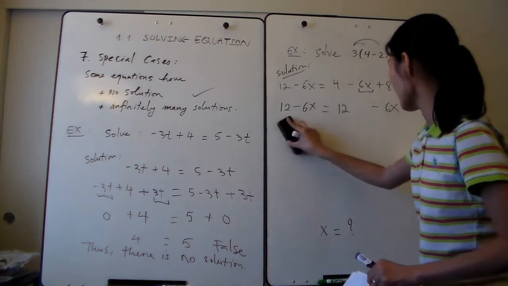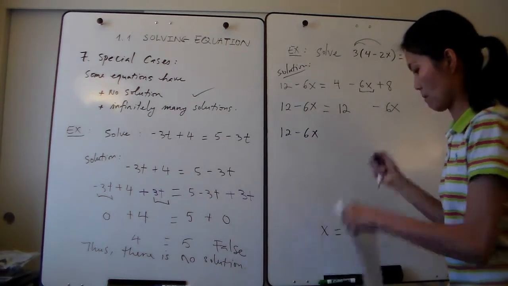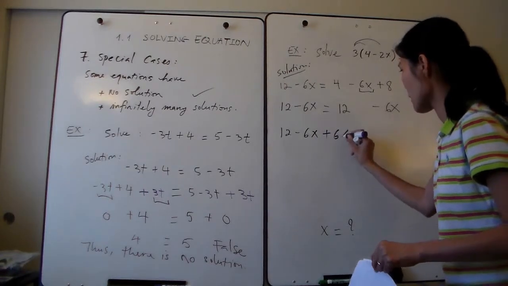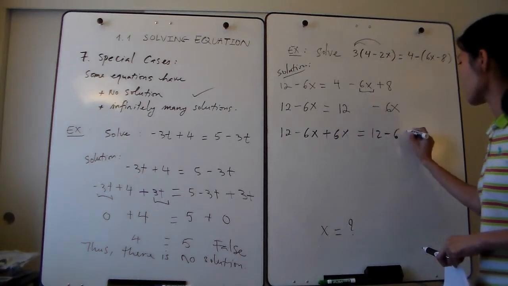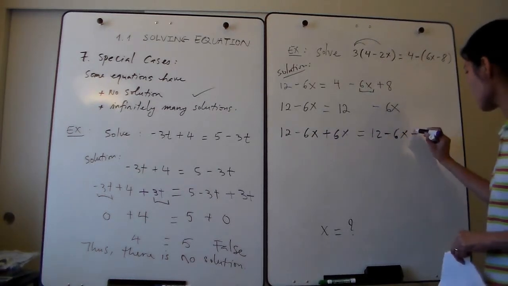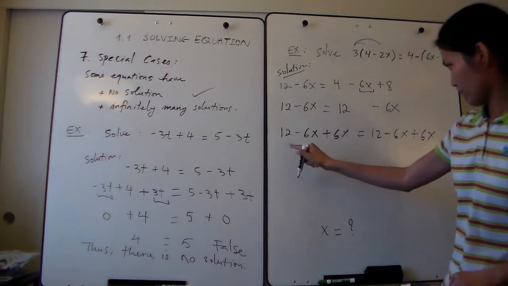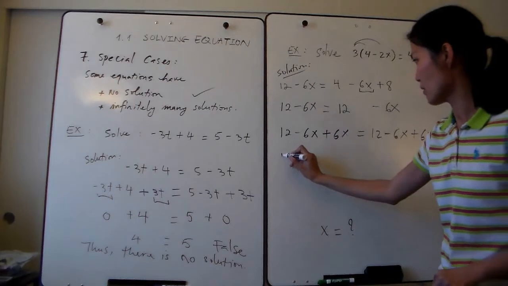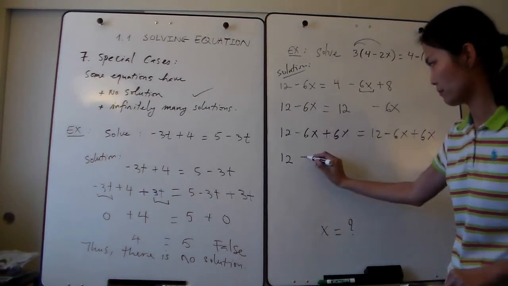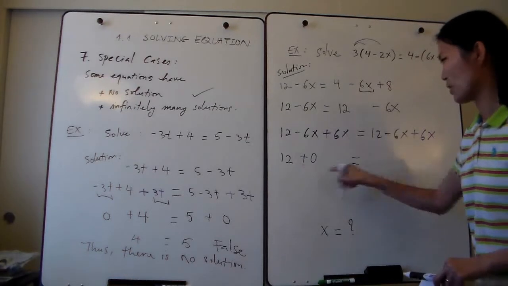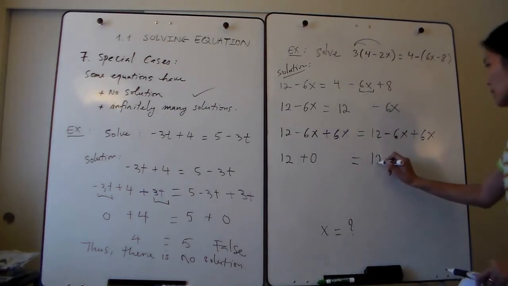So let me rewrite this. 12 minus 6x plus 6x equal to 12 minus 6x plus 6x. Now we can simplify. There's no constant, only 12, so we can bring it down. Negative 6x plus 6x is 0. You can put plus 0 or negative 0. That's fine to me. 12 right here.